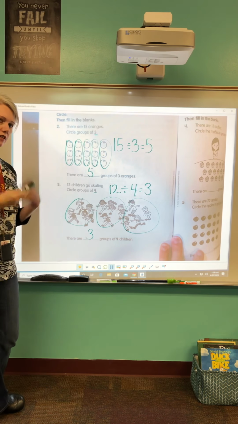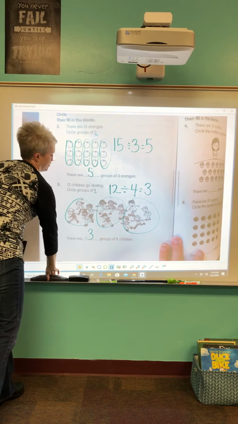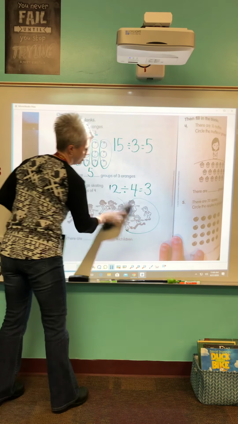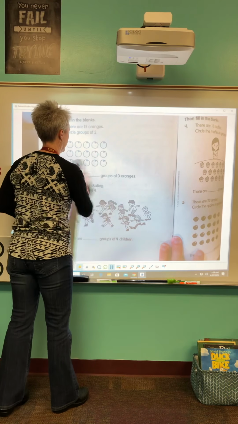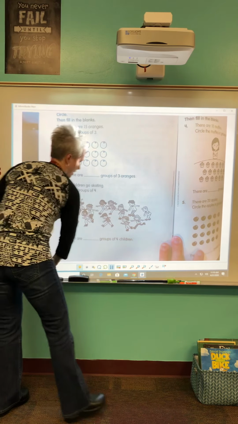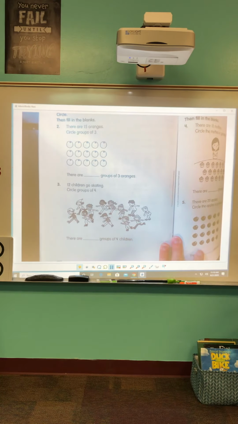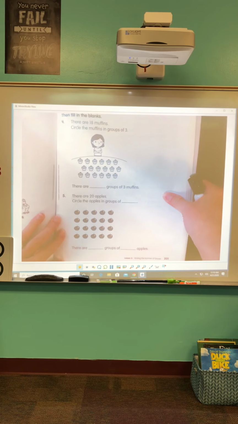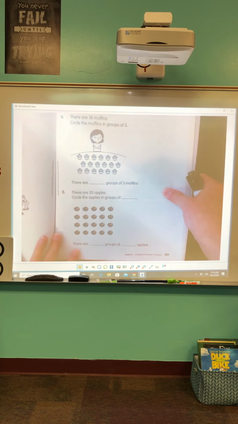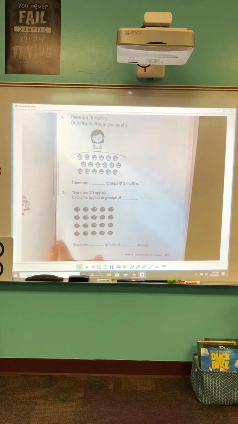Are you getting the hang of it? I hope so. All right, let's go to our next page. Our next page is page 201, and it looks like this.